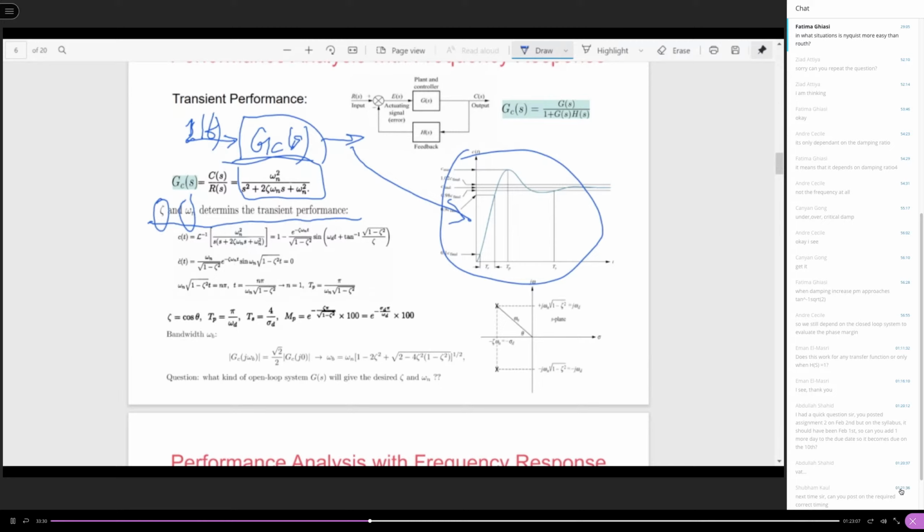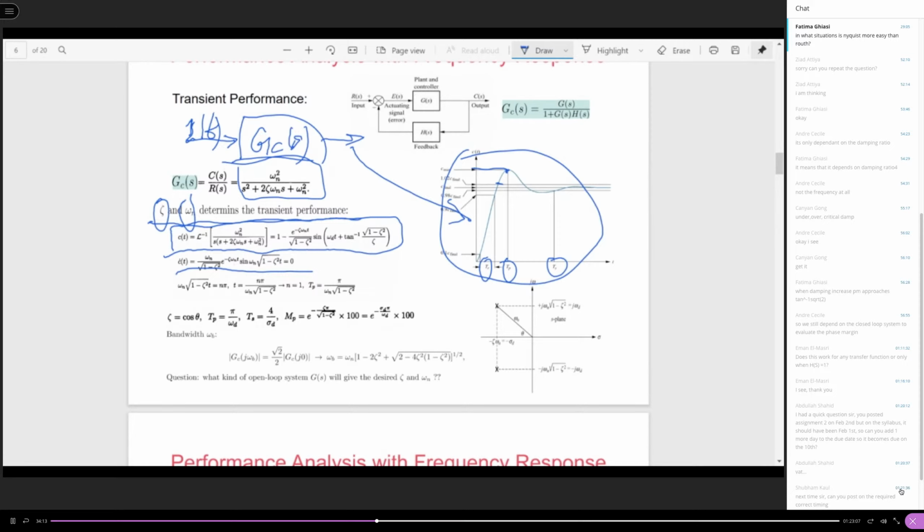The damping ratio zeta and the natural frequency omega n actually determine the transient performance. Why? Because the unit step response can be obtained in this expression. If you take the derivative, the transient performance indices we propose are the rising time, the peak time, the settling time, the overshoot, and the damped oscillation frequency.